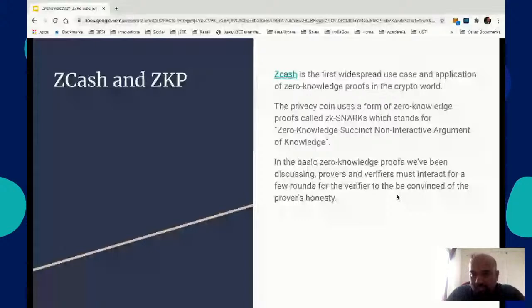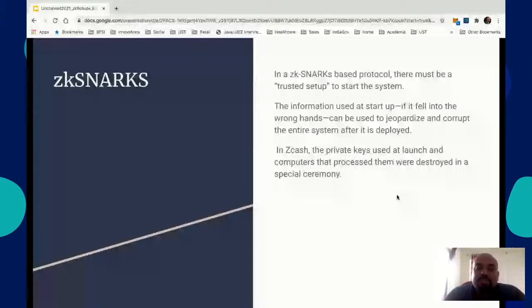It requires a trusted setup to start the system, but there is a challenge to it. Information used in the startup, the trusted setup, if it goes into the wrong hand, that information is known as the toxic waste. The toxic waste comes in when you try to create the private key and the randomness used by the witness in the computation done by the prover. So if this toxic waste is in the hand of an adversary, it could jeopardize and corrupt the entire system.